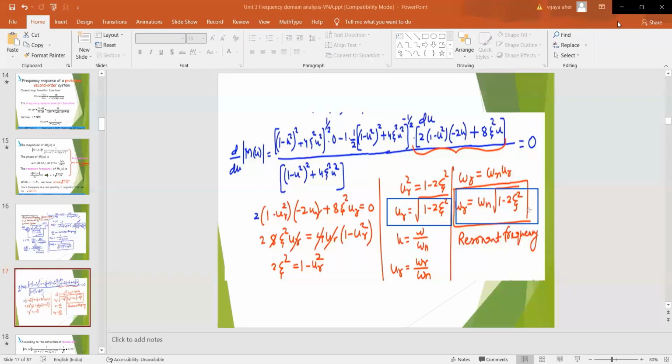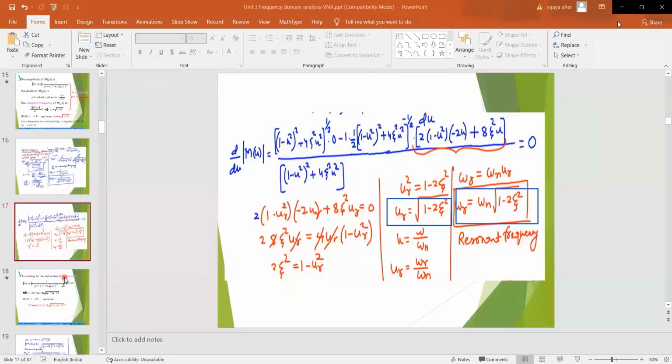If the value of natural frequency omega n is given and the damping factor zeta is given, you can calculate the resonant frequency omega r. So students, please write this equation. This is a very important equation for resonant frequency in case of a second order system. Are you with me, students? Got the derivation? Any doubt? Yes, ma'am. So this is what we have about resonant frequency. You got the equation.